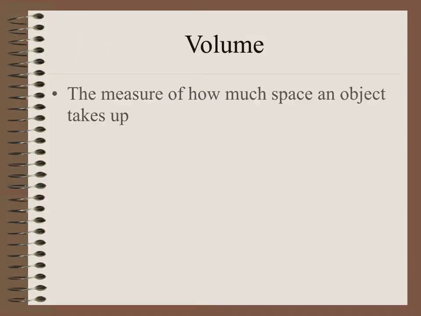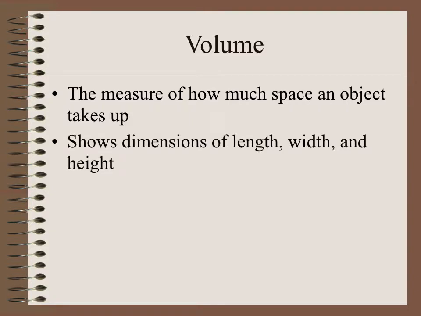Let's start with our definition. Volume is defined as the measure of how much space an object takes up. And space has three dimensions: length, width, and height. Two lessons ago, when we took a look at length, we had one dimension, and it told us the length of an object, the width of an object, or it could tell us the height of an object. Then, when we did area, we got 2 dimensions, length and width. Space has 3 dimensions, length and width and height. So volume is going to give us all 3 dimensions.